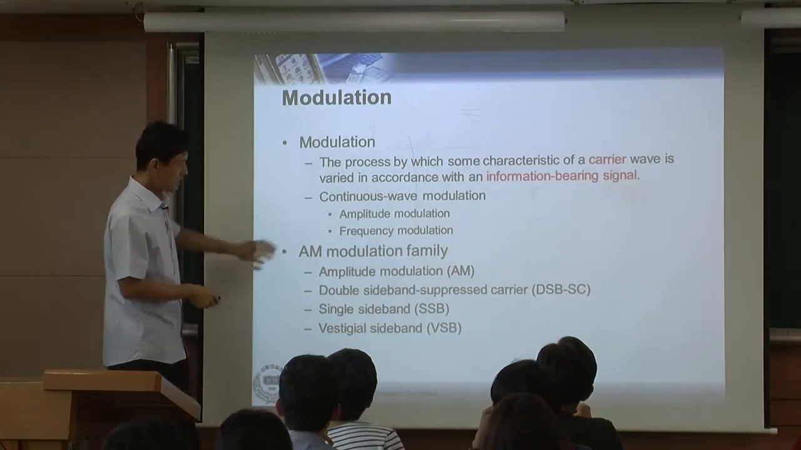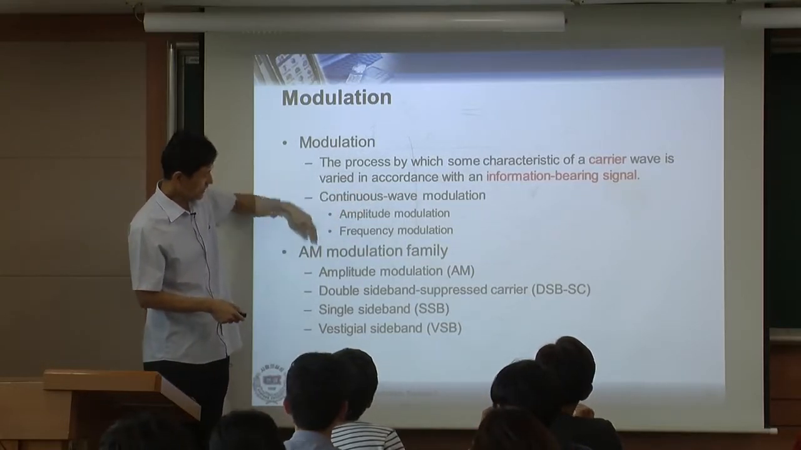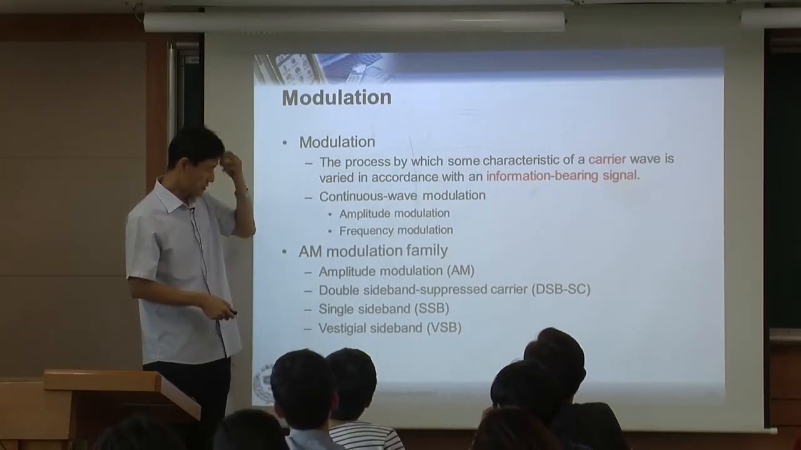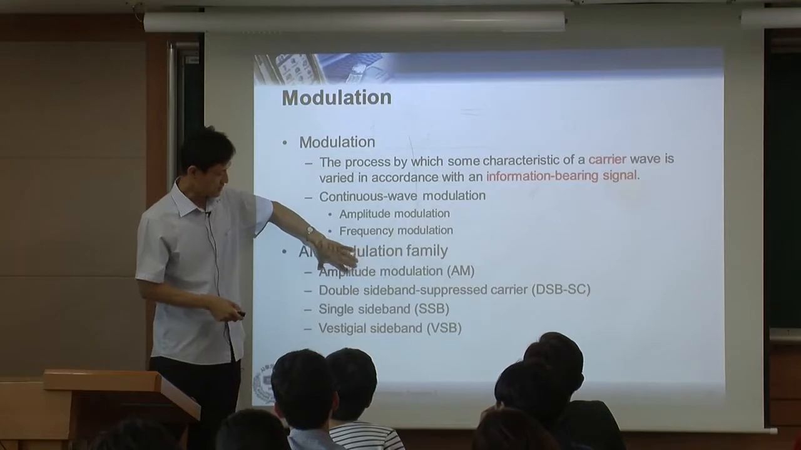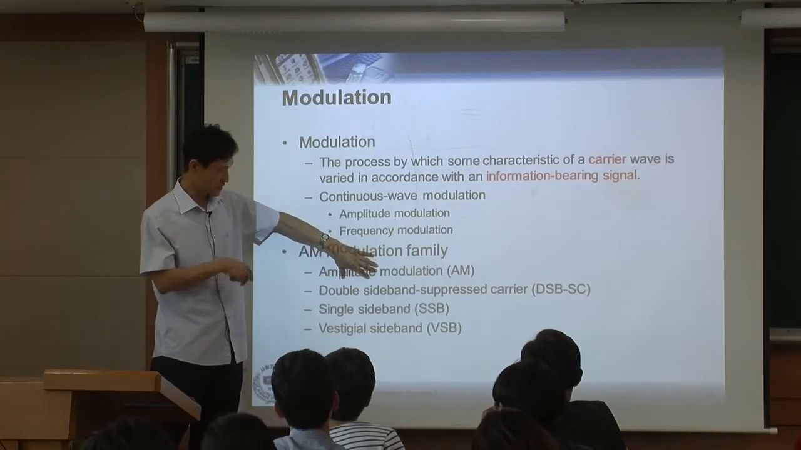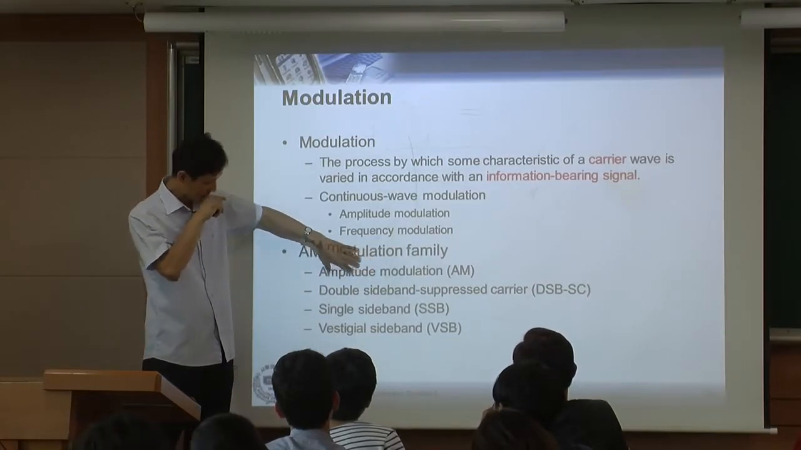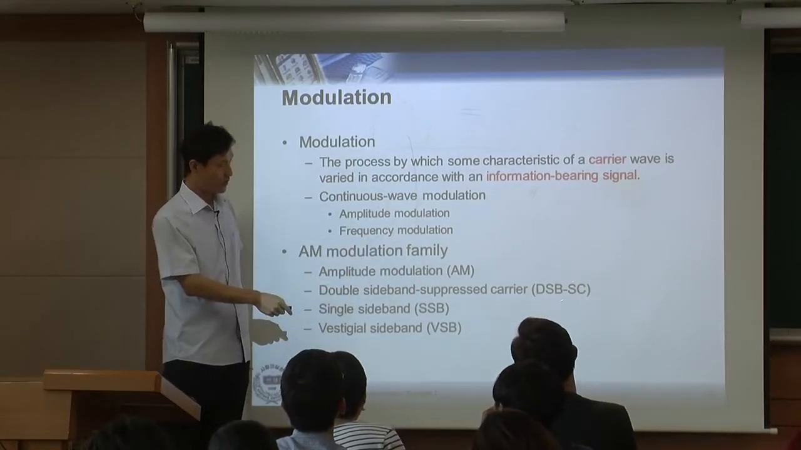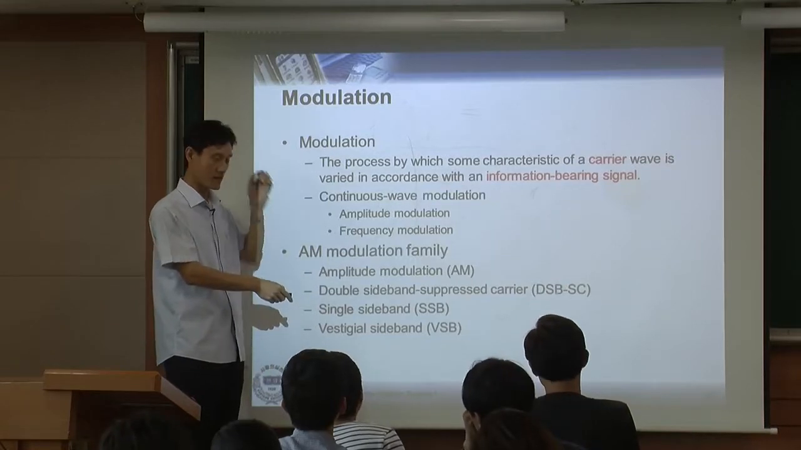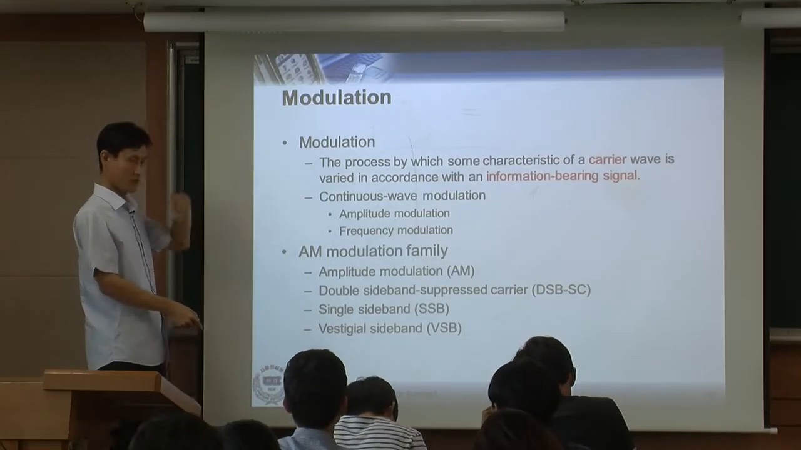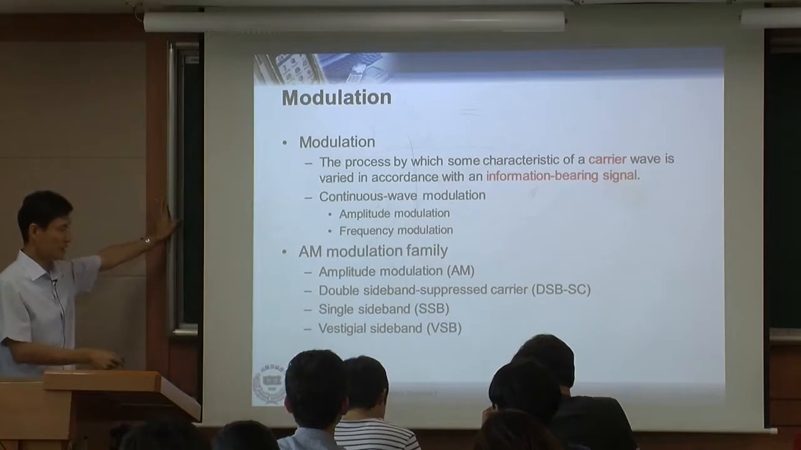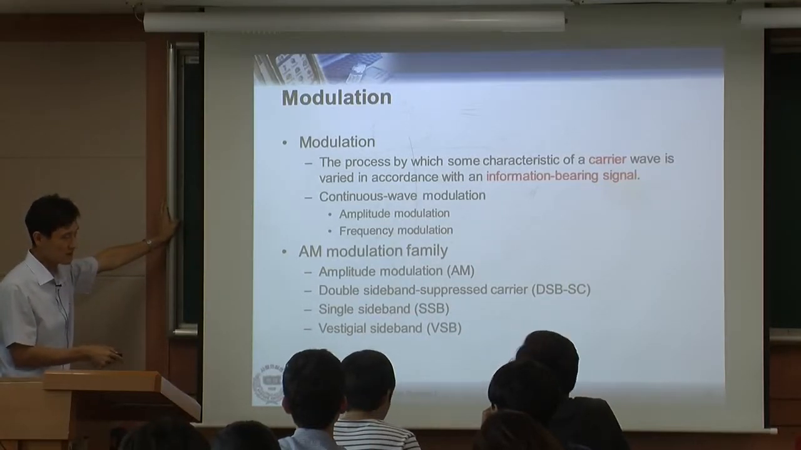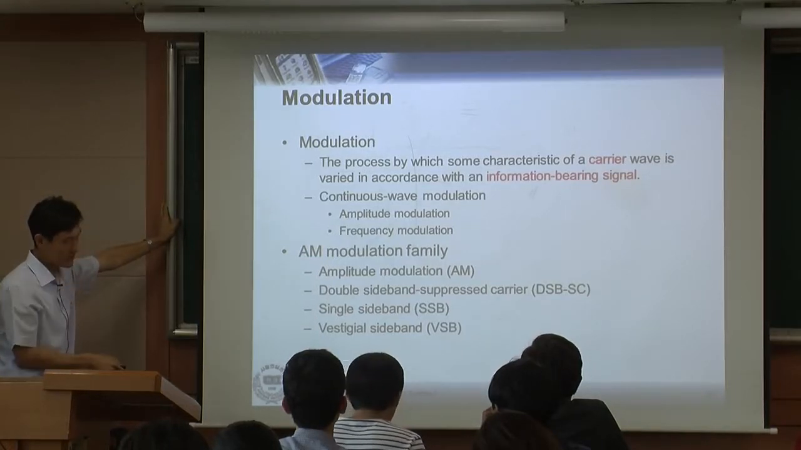Now when you look at AM modulation in more detail, we see 4 different things. One is traditional, old style amplitude modulation. We'll talk about this today. Second is double sideband suppressed carrier. We call that DSB, double sideband. We'll talk about it later, maybe weeks later. The third one is single sideband, called SSB. And the last is vestigial sideband, VSB.